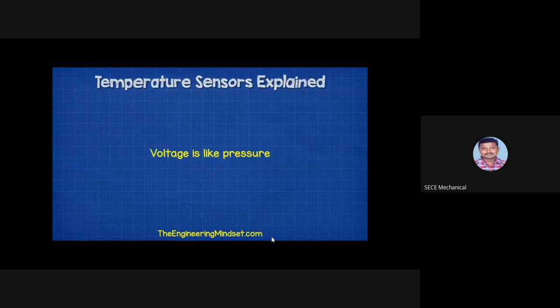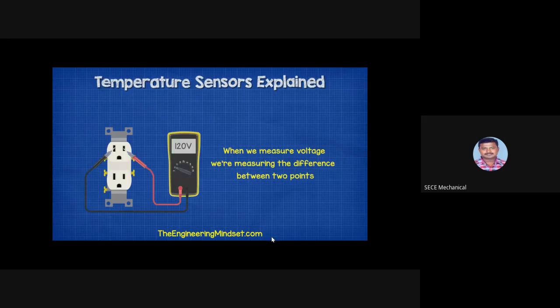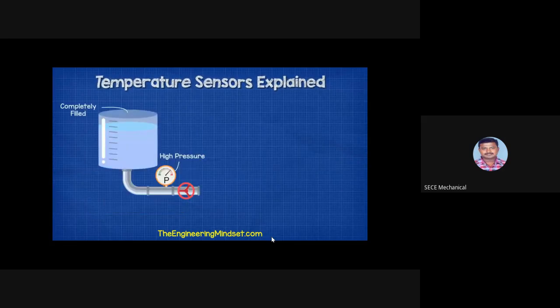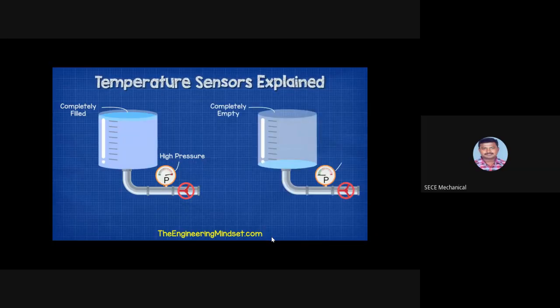Voltage is like pressure. When we measure voltage, we're measuring the difference, or potential difference, between 2 points. If you imagine a pressurized water pipe, we can see the pressure using a pressure gauge. The pressure reading is comparing 2 different points also: the pressure inside the pipe compared to the atmospheric pressure outside the pipe. When the tank is empty, the gauge reads 0 because it has nothing to compare. Both are the same pressure.